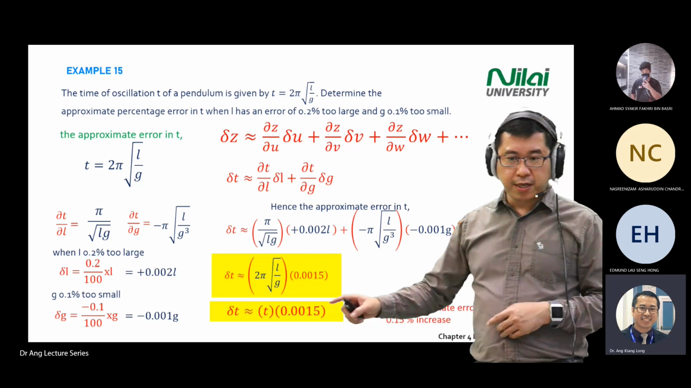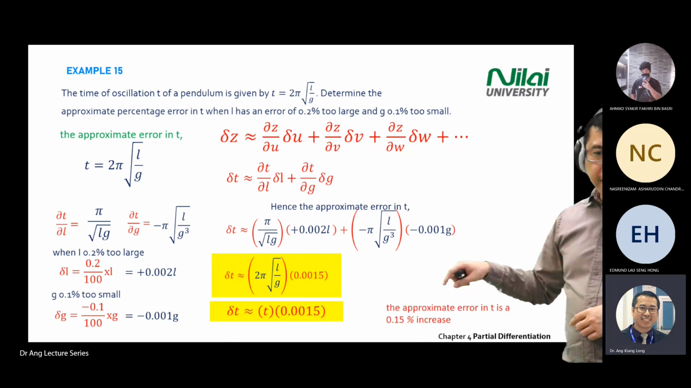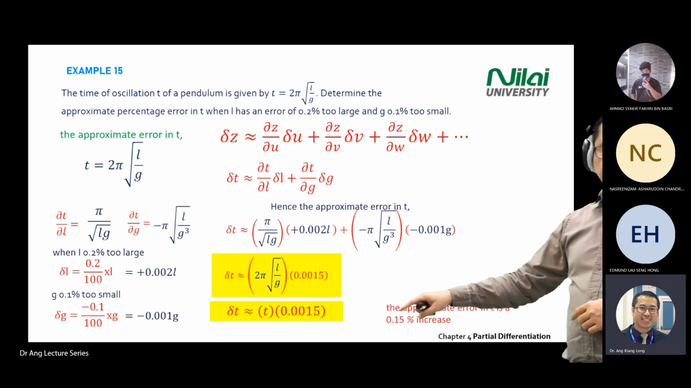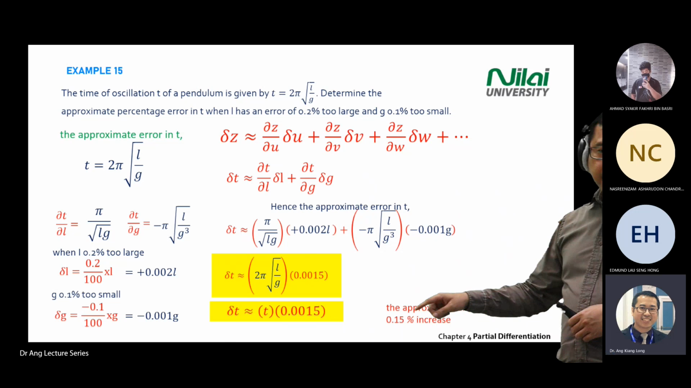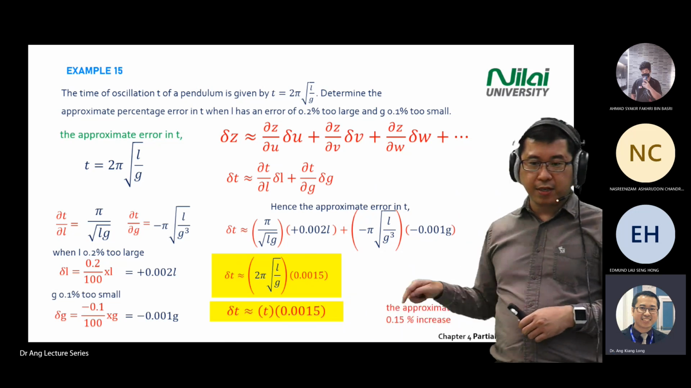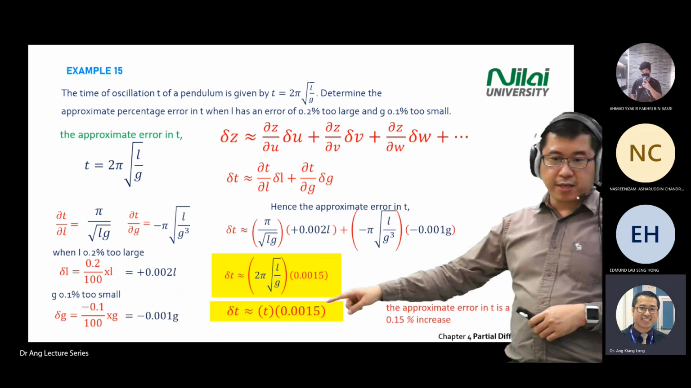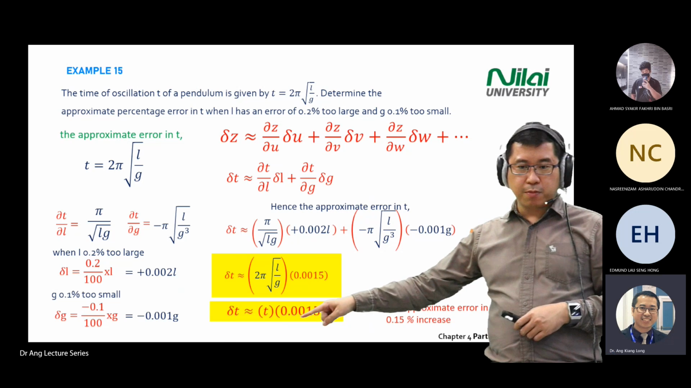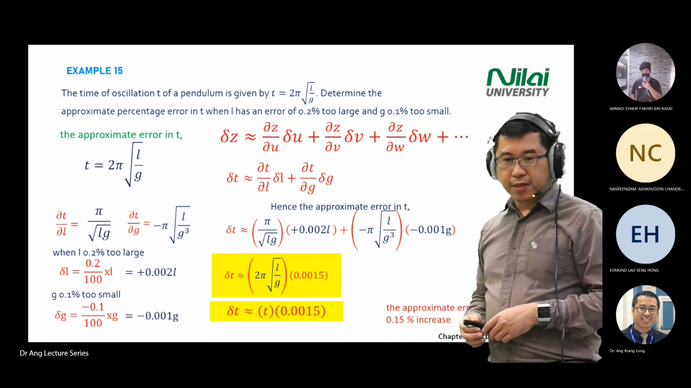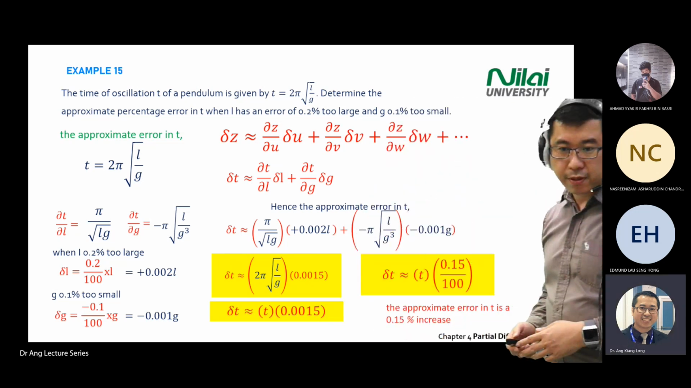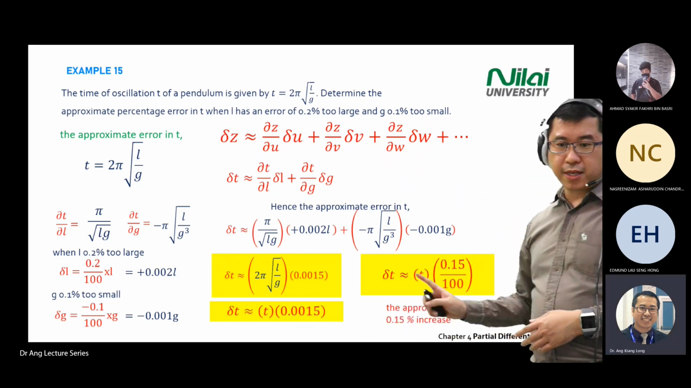So what does it mean? It means that the error in T is a positive value, so that is an increase of 0.15%. How do you know it's 0.15%? You times 100, the decimal moves two places, and you get 0.15%. This one and this one have the same meaning.